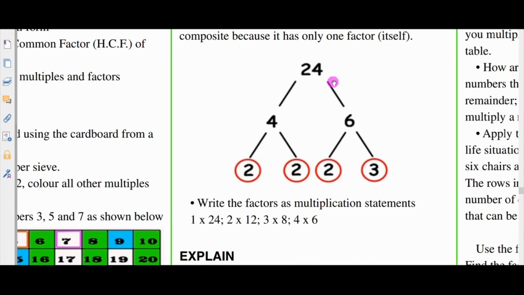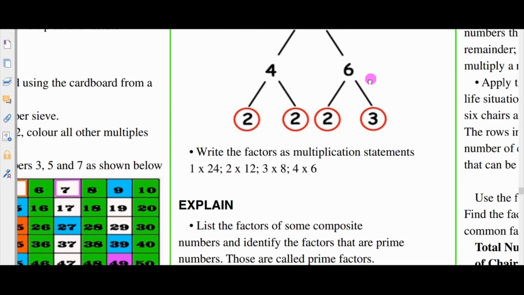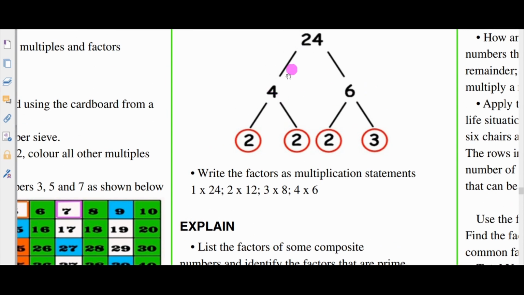So here we have an example of a factor tree. We would start with 24. 24 can be broken out to 4 times 6. 4 is a factor of 24 and 6 is a factor of 24. So we could multiply 4 by 6 to get 24. Now this 4 could be broken out into 2 times 2. 2 2s would give you 4. And the 6 could be broken out into 2 times 3. So the prime factors of 24 would be 2, 2, 2, and 3. So it's 2 times 2 times 2 times 3.